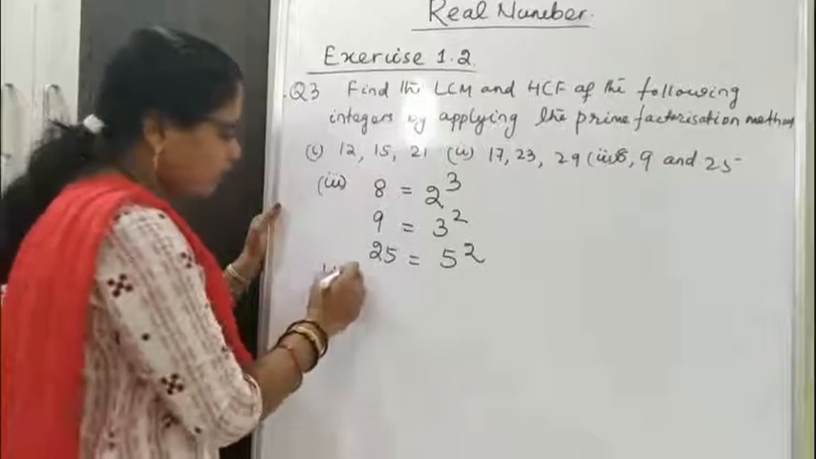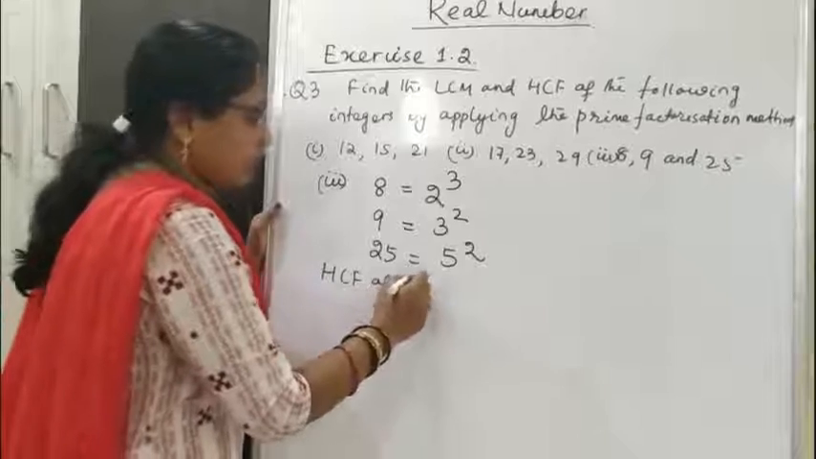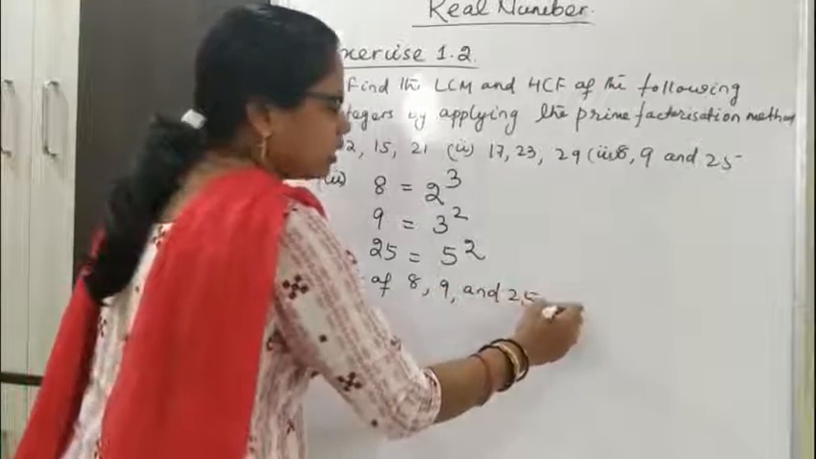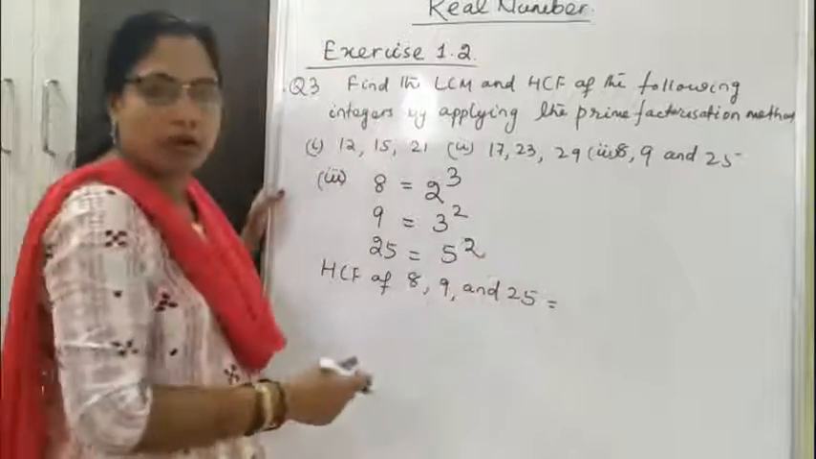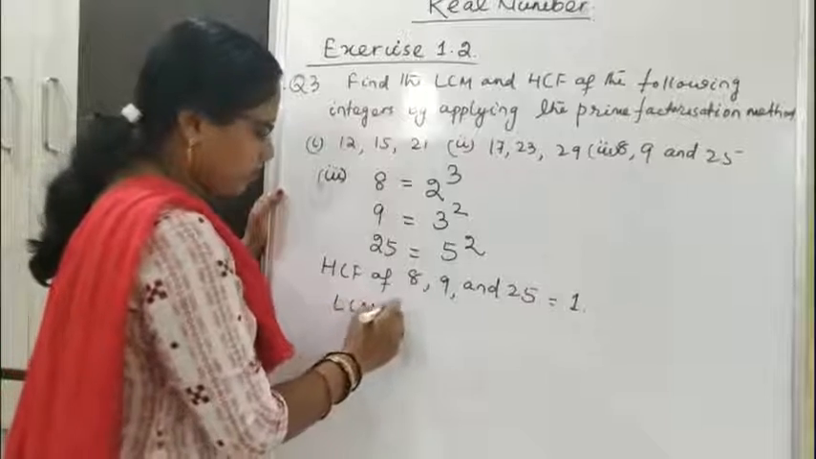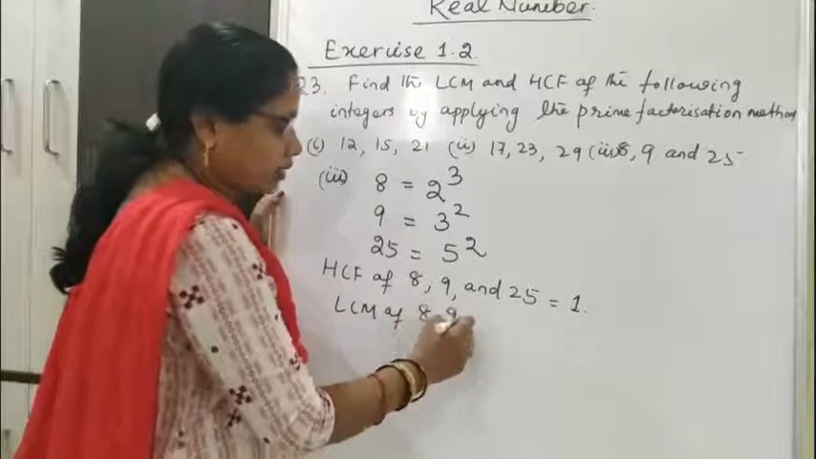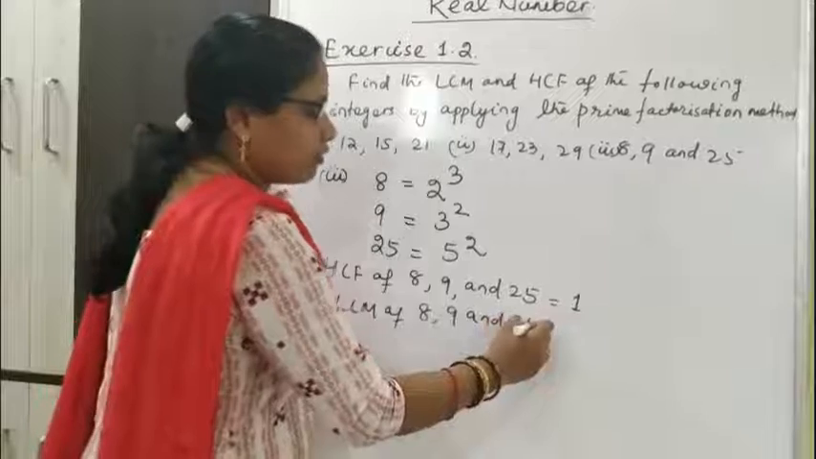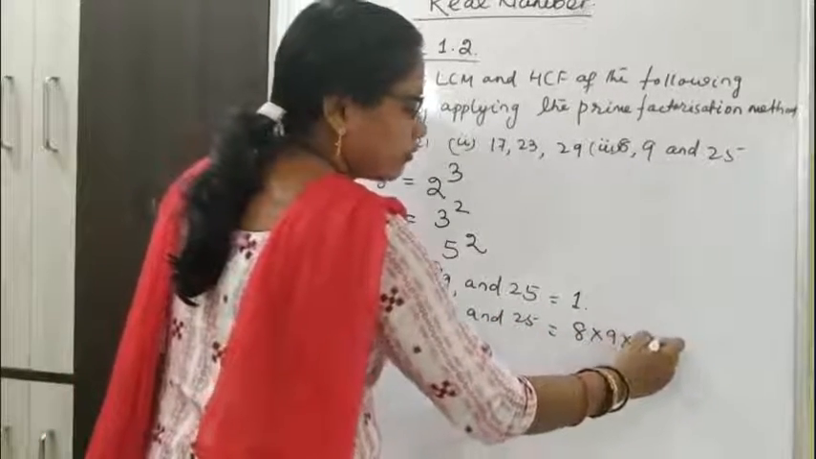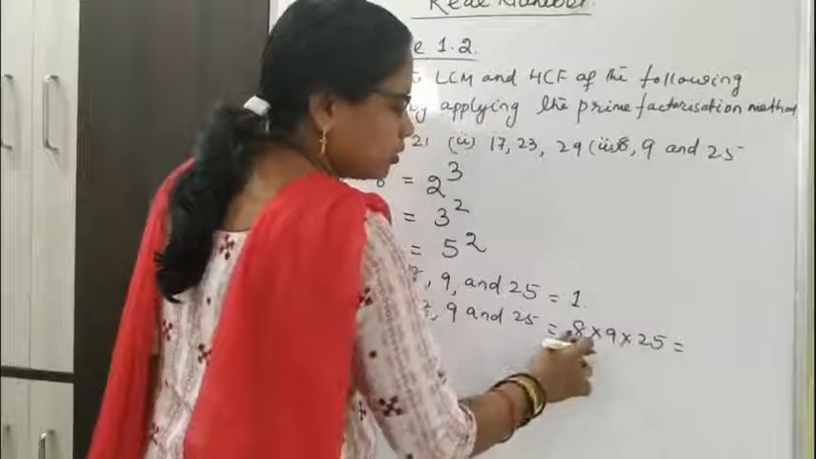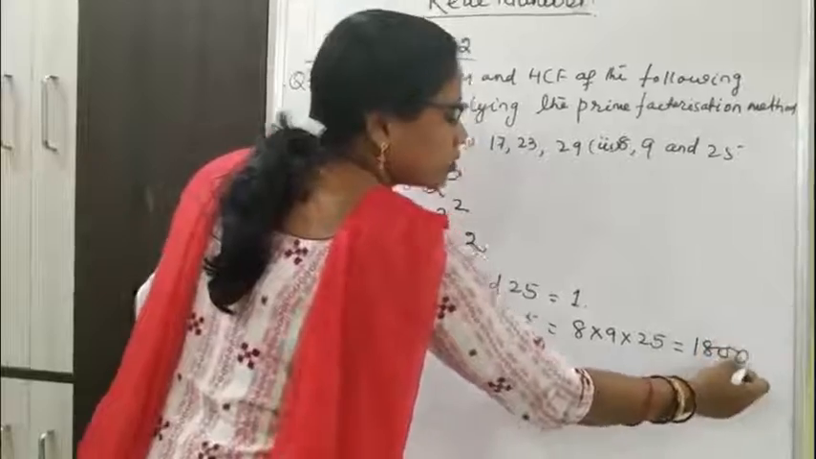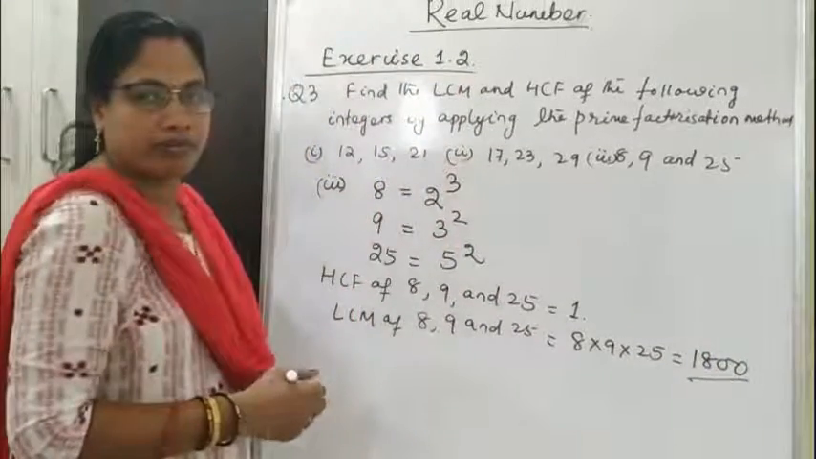So the HCF of 8, 9 and 25 is 1, because there is no common factor. And the LCM of 8, 9 and 25 is 8 into 9 into 25. So this is equal to 200 into 9, that is 1800. So 1800 is the LCM.